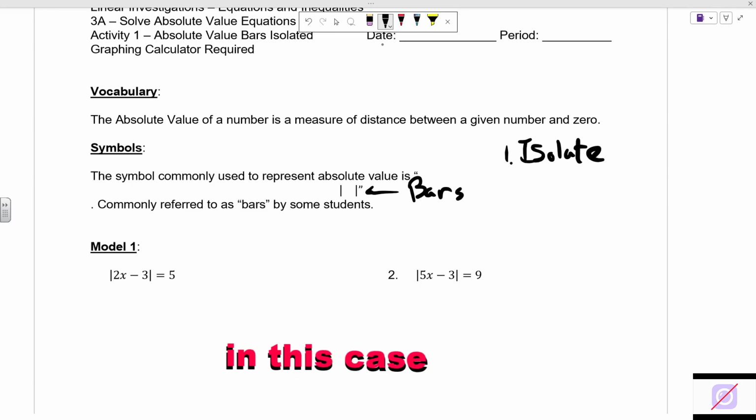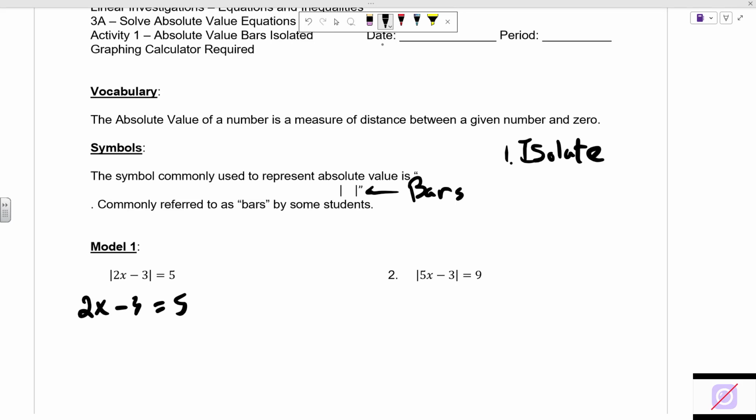In this case, these two problems, the bars are already isolated. So then you're going to create two equations. 2x minus 3 equals positive 5. And then your second equation, 2x minus 3 equals negative 5. Proceed to solve for the variable in both instances.